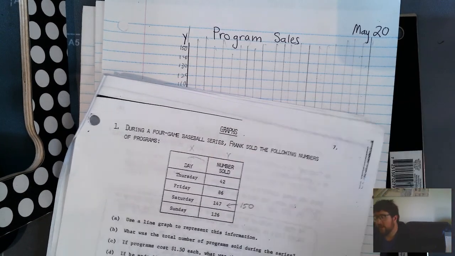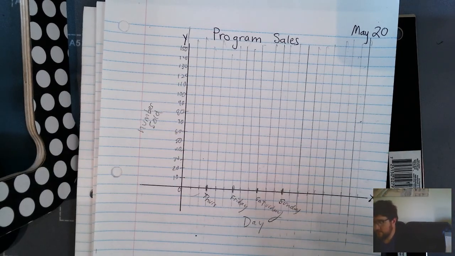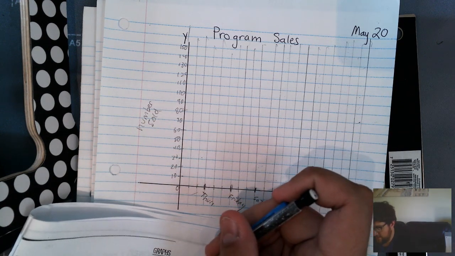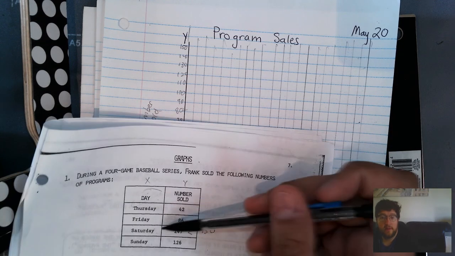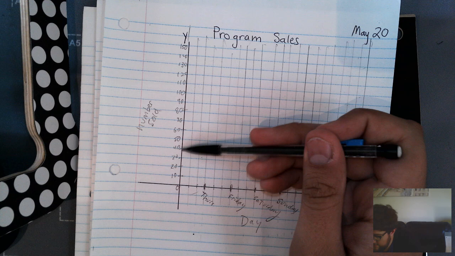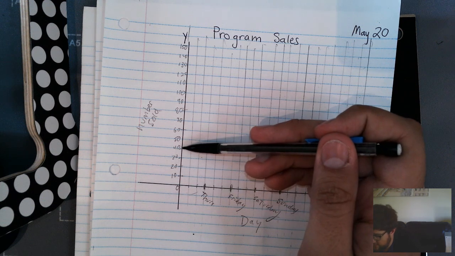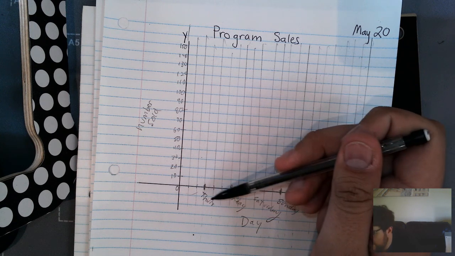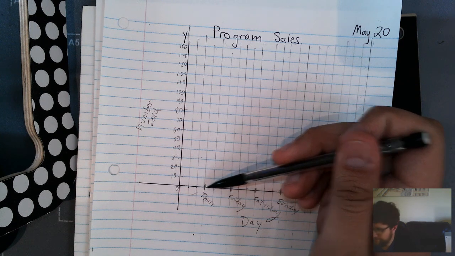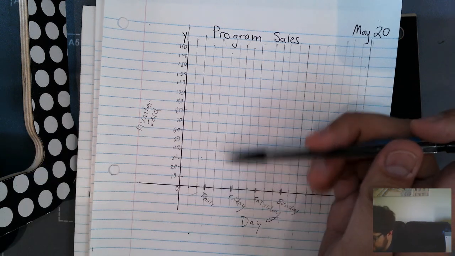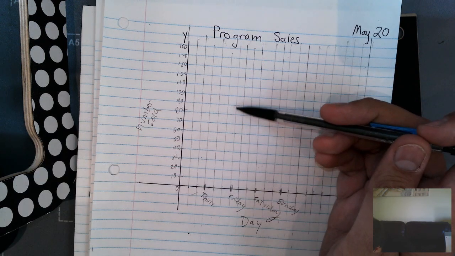So that's awesome. So now, what you're going to want to do, your Thursday day, find the number sold. Thursday, the number sold is 42. So find 42. It's about 40 here. You'll have to kind of take some liberties, maybe a little bit above that line, and put that for Thursday. For Friday, 86. So you'll have to find that 80 point. It'll be a little bit over halfway between 80 and 90.